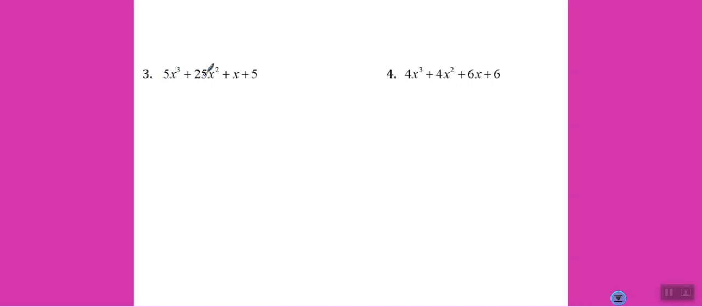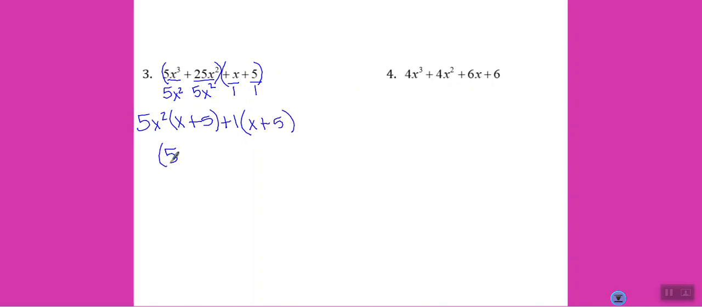Number 3, we almost have a GCF for everything, but because this is just an x, there's not a GCF this time. So we're going to group the first 2 and group the second 2. The first 2 have a 5x squared in common. We'd be left with x plus 5. And the only thing the second 2 have in common is a 1. And we'll be left with x plus 5. So our factors are 5x squared plus 1 and x plus 5.